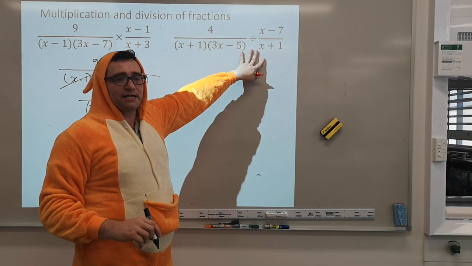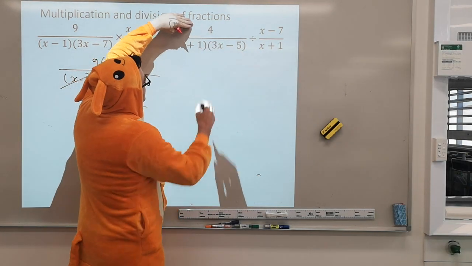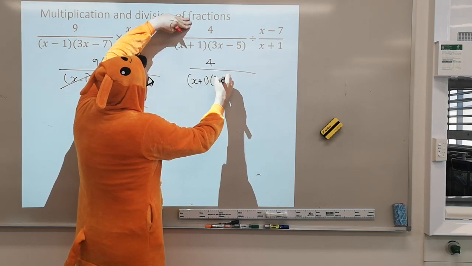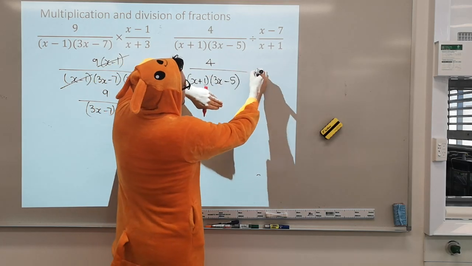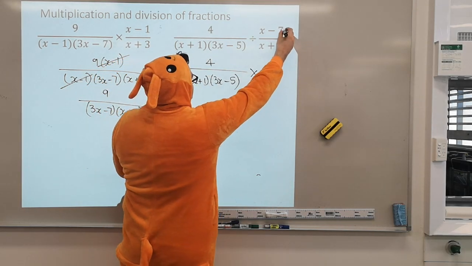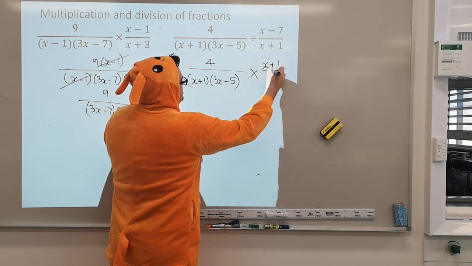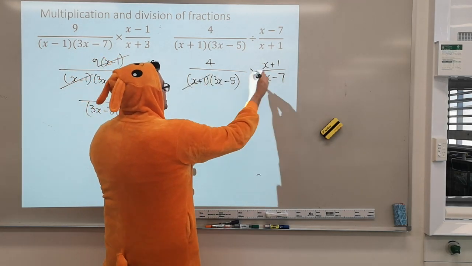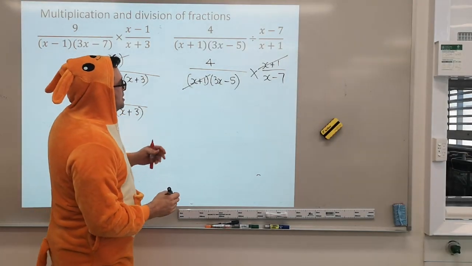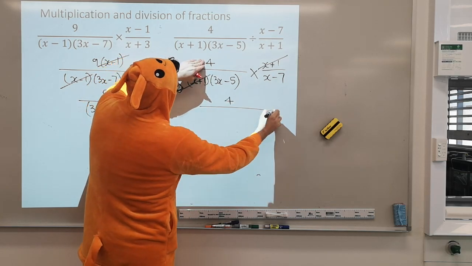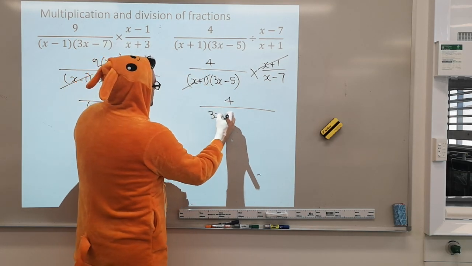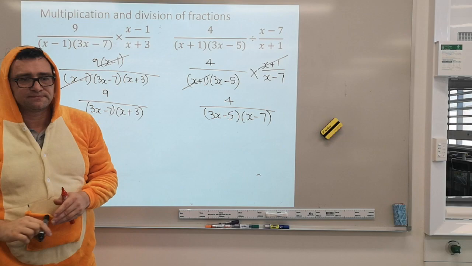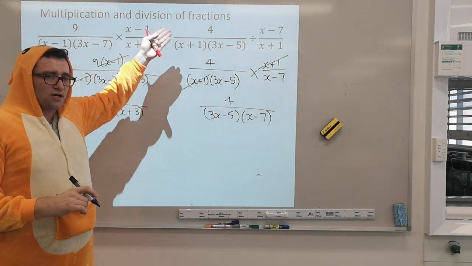Our next one, remember, going back to our keep, change, flip. So we're going to keep our first term. We're going to change to multiply and flip. So x plus 1 over x minus 7. Once again, we can cancel x plus 1, makes things nice and easy, and we're going to end up with 4 over 3x minus 5 times x minus 7. And that is our lesson on algebraic fractions.